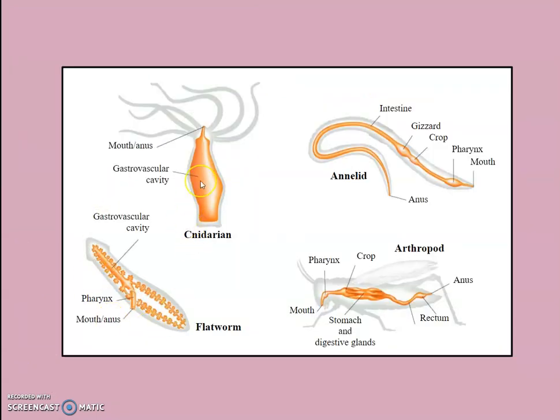So we looked at the different types of digestive systems during our first video. There's the two-way flow, the one-way flow, and how they evolved from that.